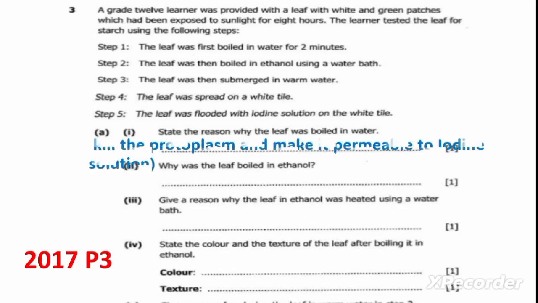So the reason why the leaf was boiled in water was to kill protoplasm and make it permeable to iodine solution. Okay, question 3A, Roman numeral 2. Why was the leaf boiled in ethanol? So ethanol, we are simply talking about alcohol. So why was the leaf boiled in alcohol? To remove chlorophyll.